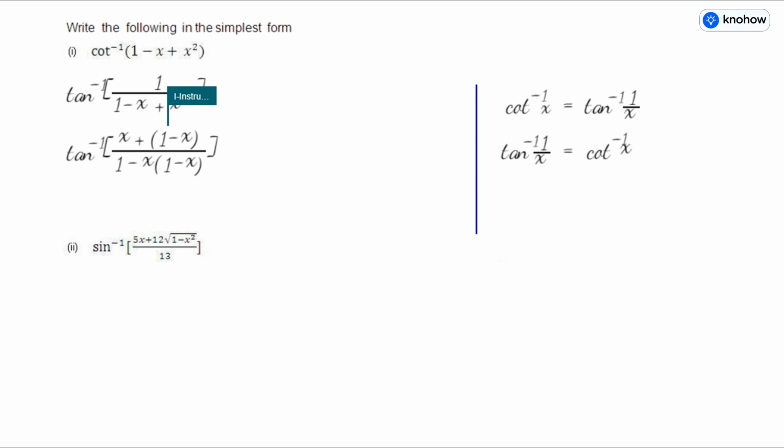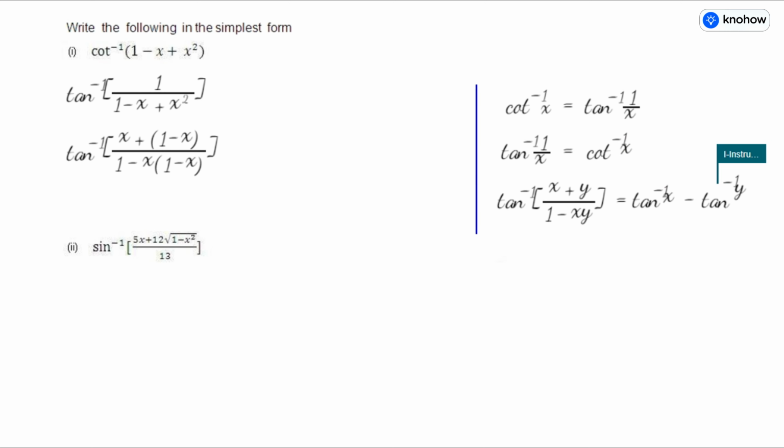And now you read it like this: x plus y over 1 minus xy. Tan inverse of x plus y over 1 minus xy we can work out as tan inverse x plus tan inverse y. The only difference is that in place of x we have x, but in place of y we have 1 minus x. So using this formula, that is tan inverse of x plus y over 1 minus xy equal to tan inverse x plus tan inverse y, we get tan inverse x plus tan inverse 1 minus x. That's it.